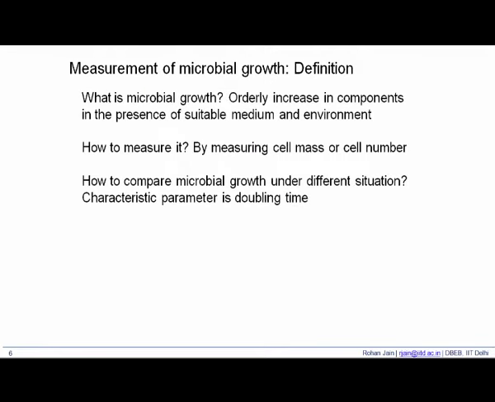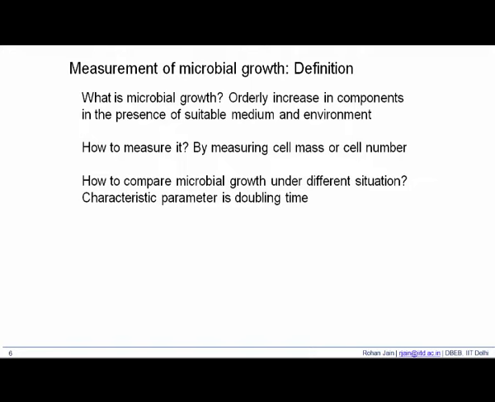So, what is microbial growth? As I talked earlier as well, it is basically an orderly increase in the components in the presence of a suitable medium and environment. Okay. So, a conducive environment for the growth, the substrate and everything is provided, and the microorganism population increases. How can we measure the microbial growth? This was what I was talking about earlier. You can measure it by either measuring the total cell number that has increased, or you can measure by cell biomass, that is, how much mass has increased. Okay.